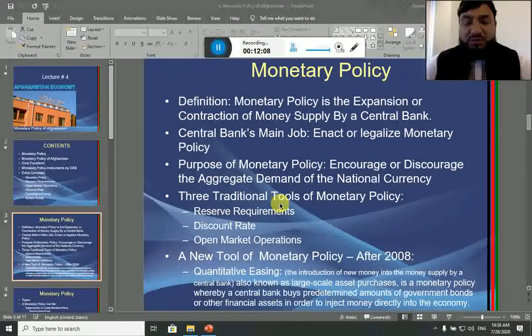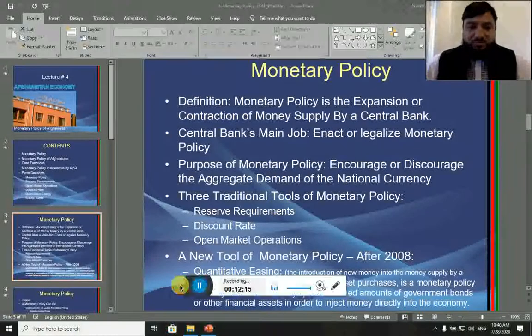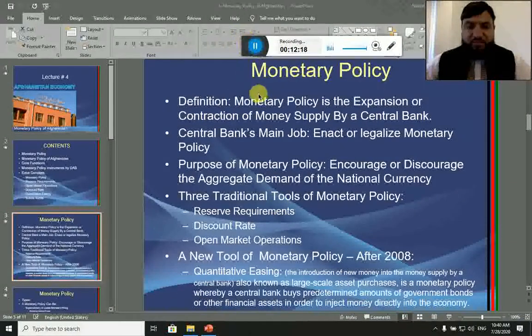When the central bank wants to encourage, so when the central bank increases the reserve requirement, what happens with the help of this is that more money on a daily basis comes into the central bank. Means that all the banks have to bring more money to their wallet in the central bank. With the help of this, all the money which is circulating in the market is taken out from the circulation, and it is kept with the central bank.